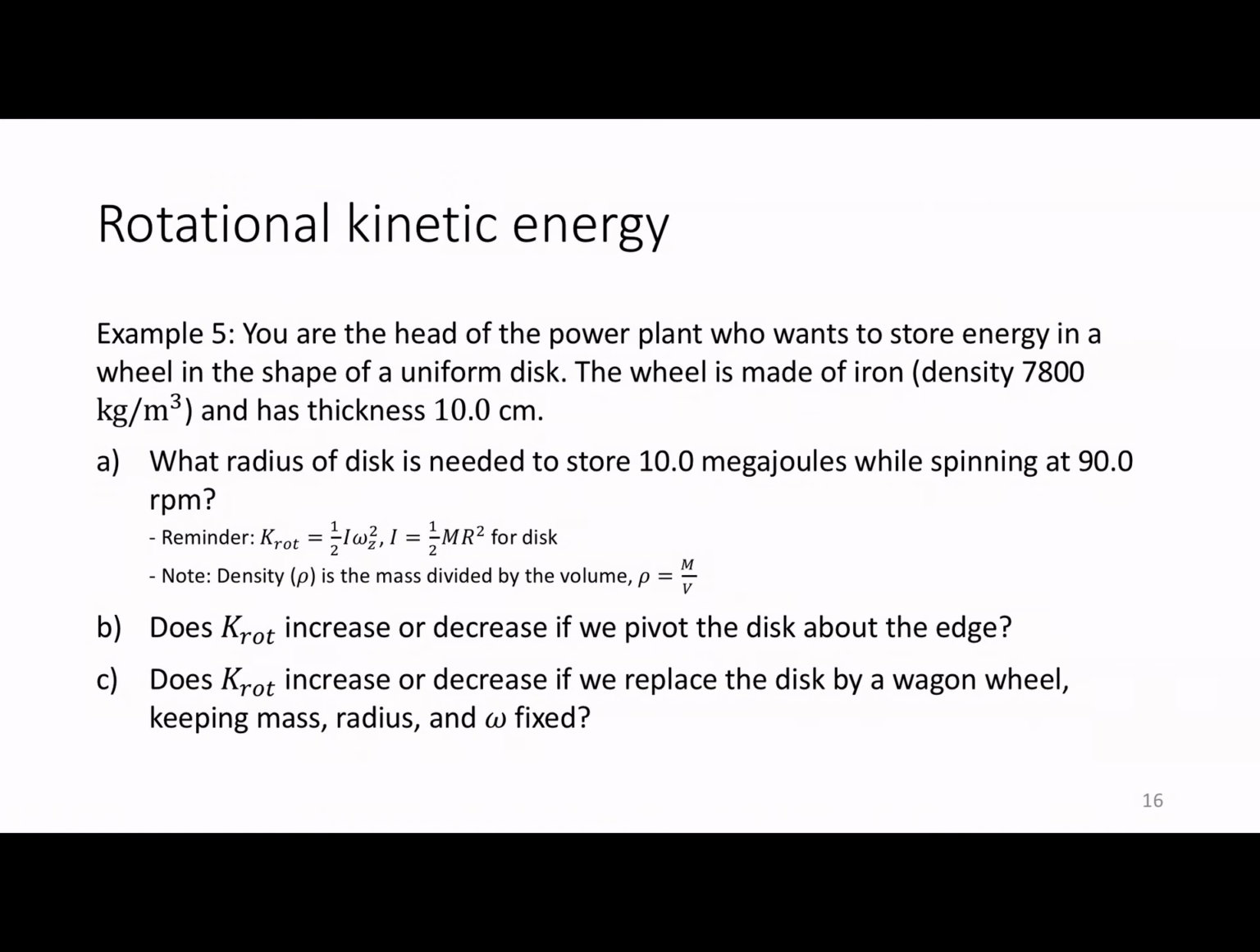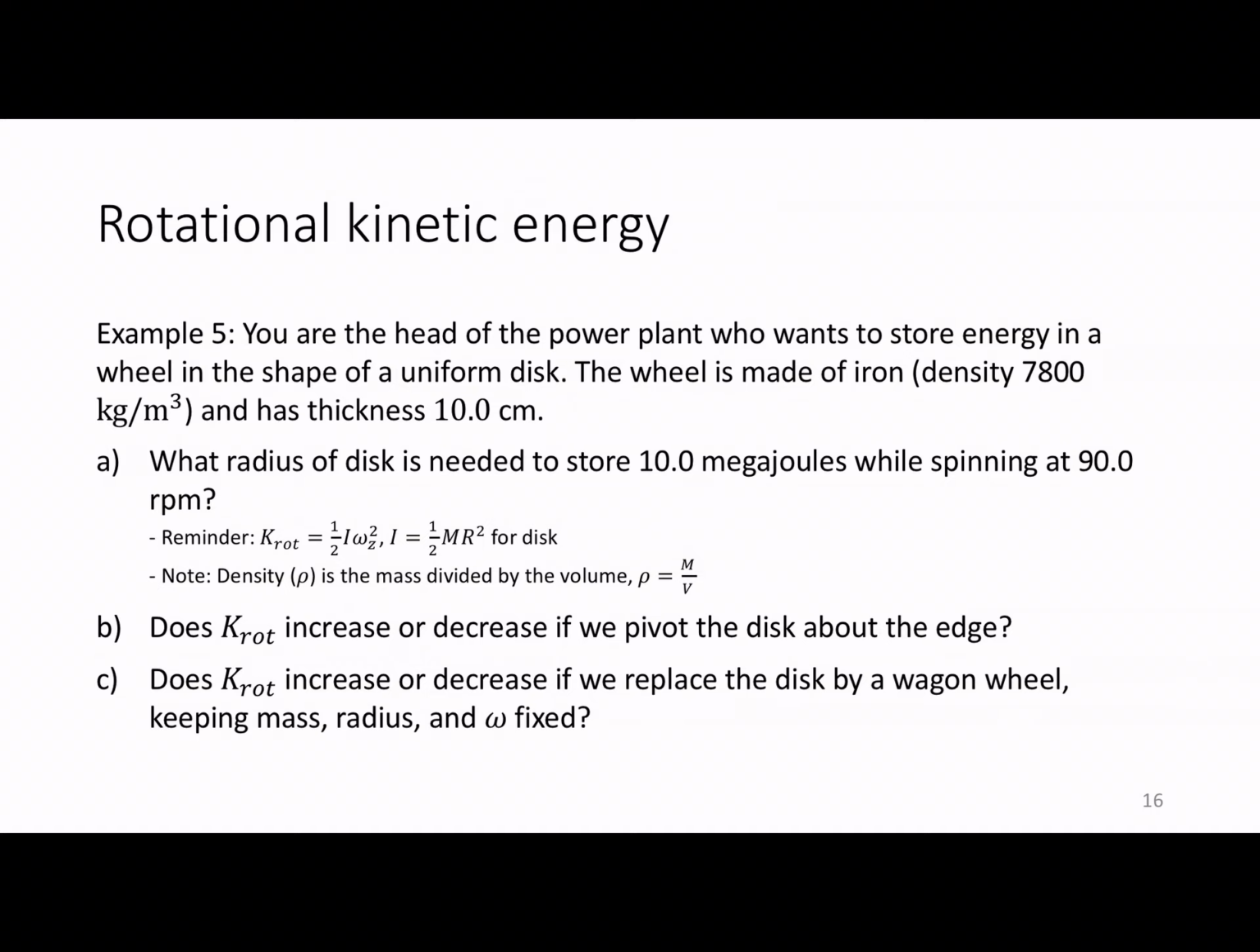So finally, let's go ahead and put these guys together to talk about rotational kinetic energy. Imagine that you're the head of a power plant and you want to store energy in a wheel, the shape of a uniform disk. So the wheel is going to be made of iron. The density of iron is 7,800 kilograms per cubic meter, and it has a thickness of 10 centimeters. So what I want you guys to do is figure out what radius of disk is necessary to store 10 megajoules while spinning at 90 RPM, revolutions per minute. And then we'll talk about B and C together, actually.